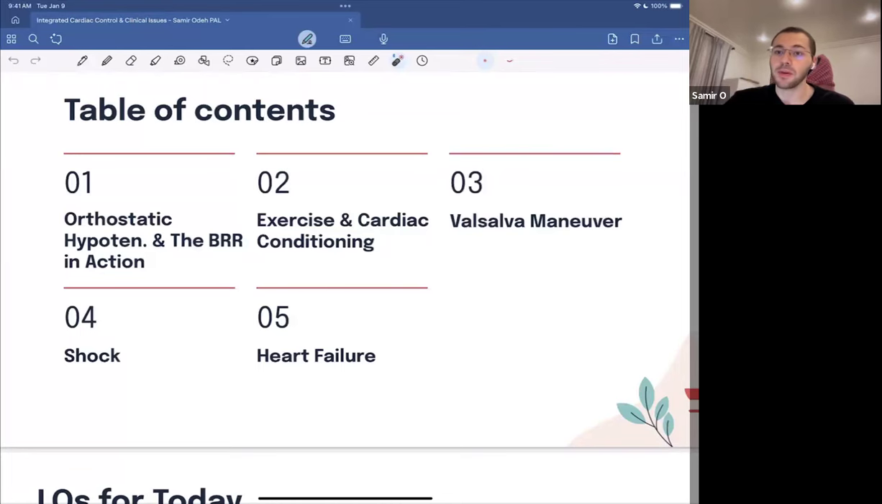Then we'll be looking at the Valsalva maneuver, the different stages of it. Then we'll talk about some applications of shock, what exactly is shock, some different types of shock. And then finally, we'll end this, inshallah, with a discussion on heart failure. And within each section or part, we're going to have some nice clinical applications and some practice questions.